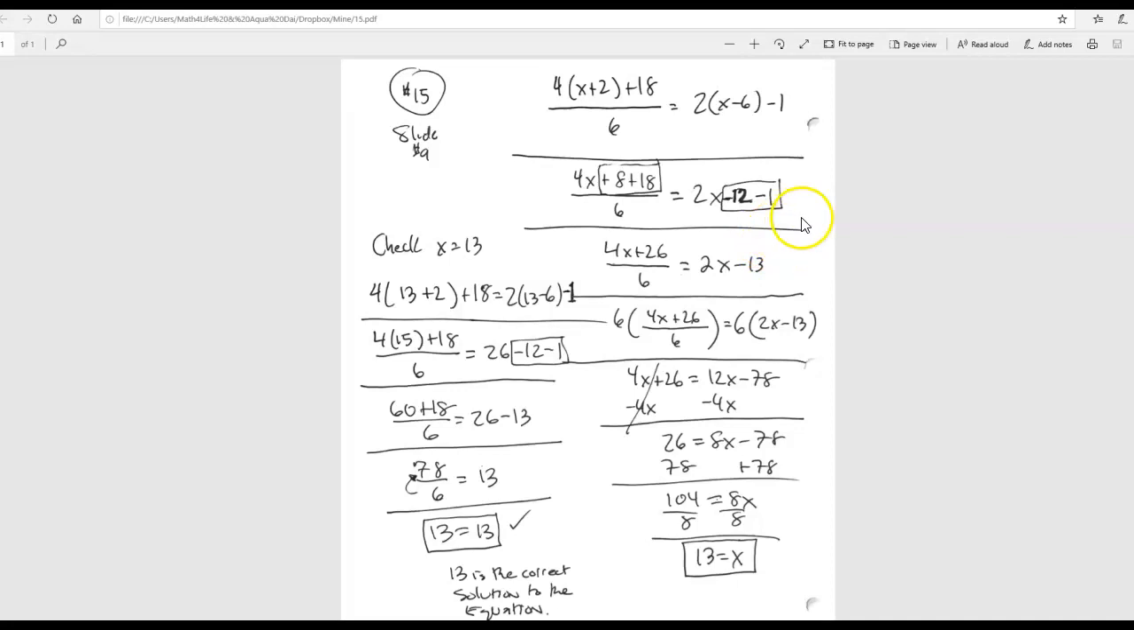All right, once again, I'll be using equation letters as we go through this. So here's the equation, the original: 4 times the quantity of x plus 2 plus 18 divided by 6 equals 2 times the quantity of x minus 6 minus 1. All right, so let's go ahead and take a look here.